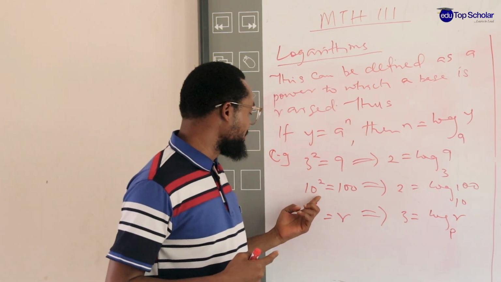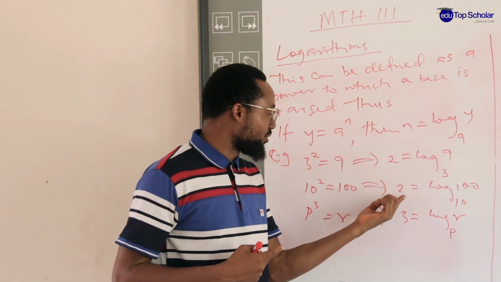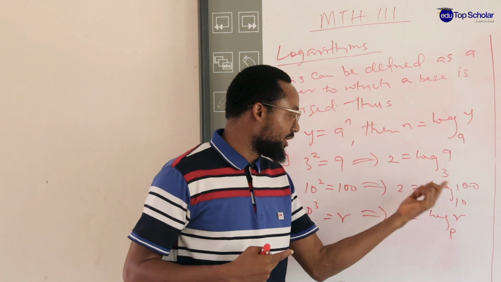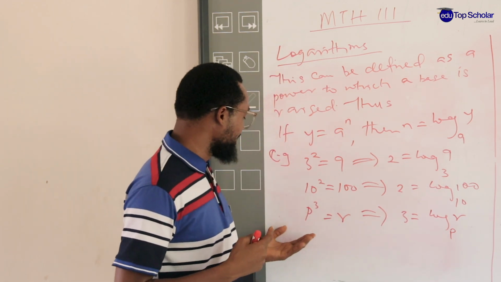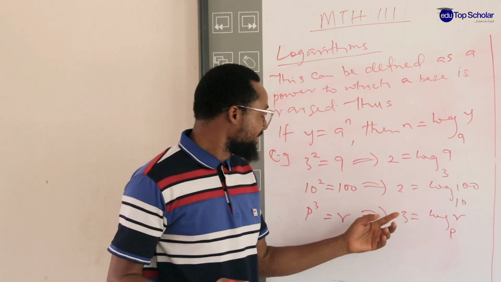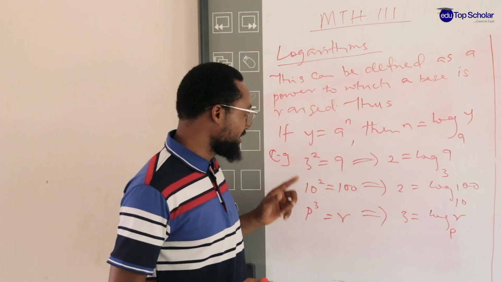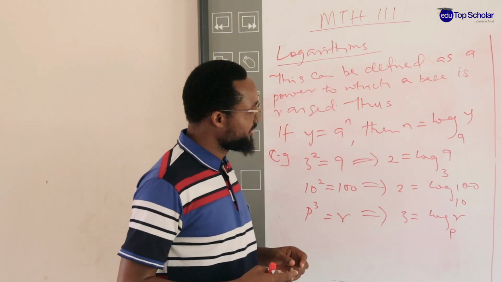Same way, we have 10 raised to power 2 equals 100. This also implies that 2 equals log 100 to base 10. And more generally, if we have p raised to power 3 equals r, this implies that 3, which is the exponent, is equal to the log of r to base p.